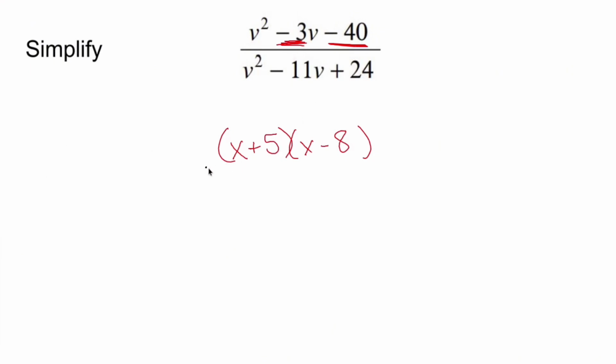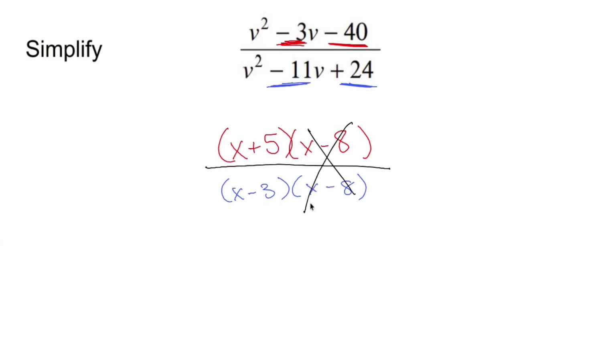So that's how you simplify the numerator. The denominator, the same process. Think of two numbers that add up to -11 and multiply out to 24, and that's going to be x minus 3, x minus 8. Now what we have is something times something over something times something. If any of the somethings up here are the same as down here, cross them out. Now you're left with x plus 5 over x minus 3.